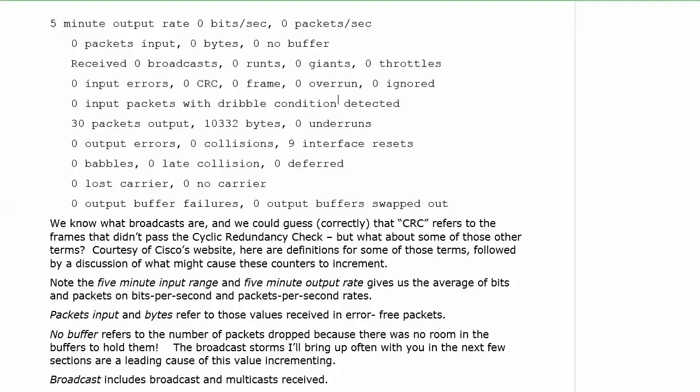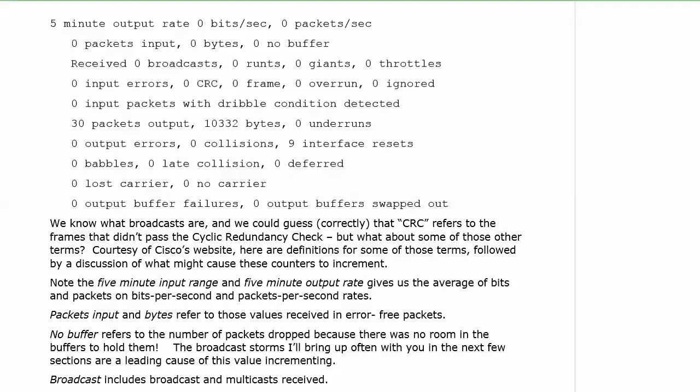Now, broadcast here, when it mentions receive 0 broadcast, that does include multicasts. Broadcasts are packets for everybody. Multicasts are packets destined for a group, but they are treated the same here. Now, these runts and giants. Runts are frames smaller than 64 bytes, and giants are frames larger than 1518 bytes. And that violates the IEEE 802.3 standards for the minimum and maximum frame size.